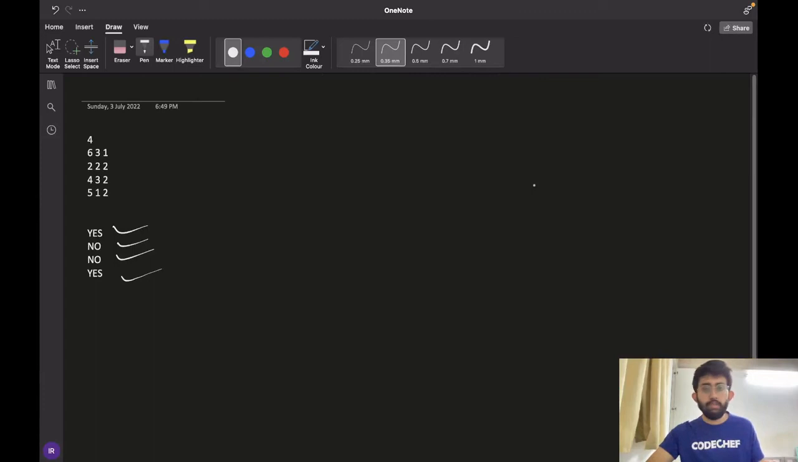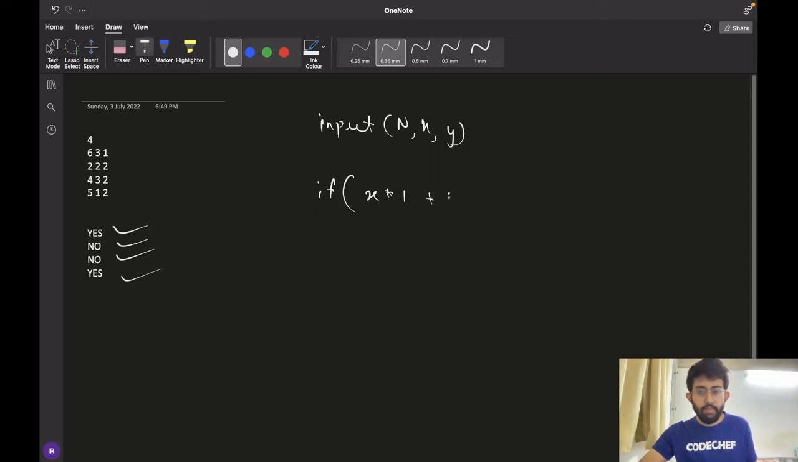So let's summarize our algorithm by writing the pseudocode. We first take our input, n, x and y, and then we simply check whether the total free space is greater than or equal to the total space required by us. So x multiplied by 1 plus y multiplied by 2 should be less than or equal to n, and if it is true, then we print yes, else we print no.